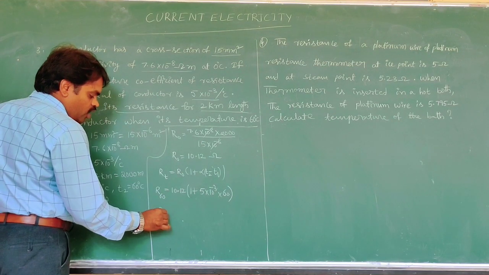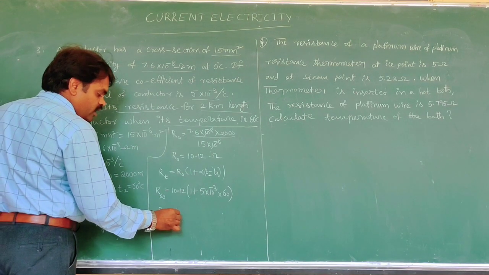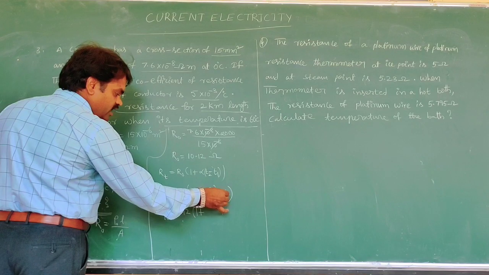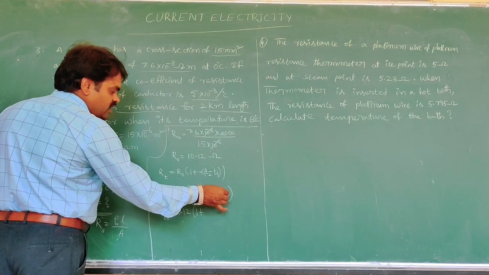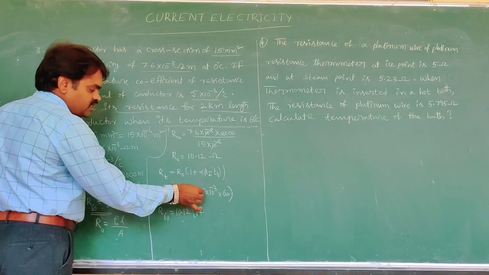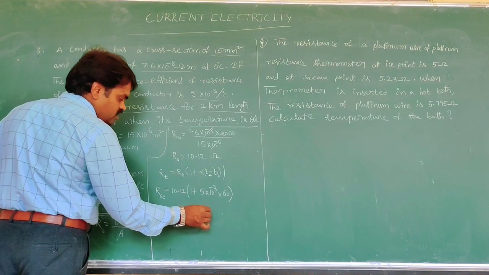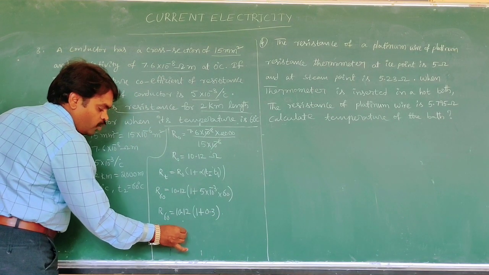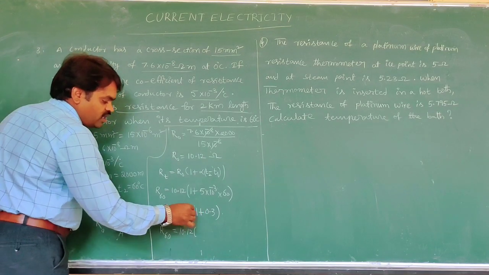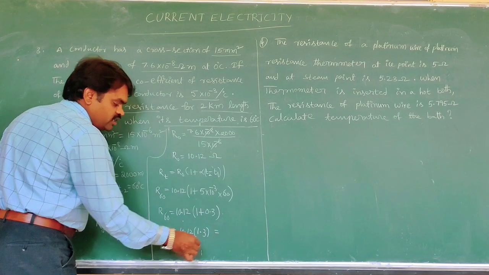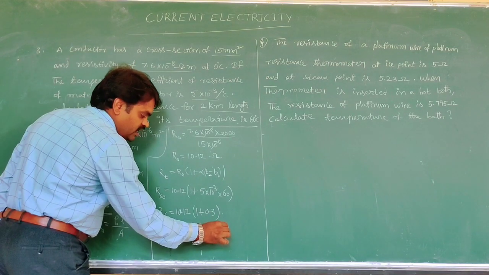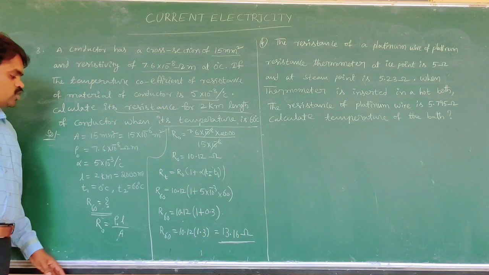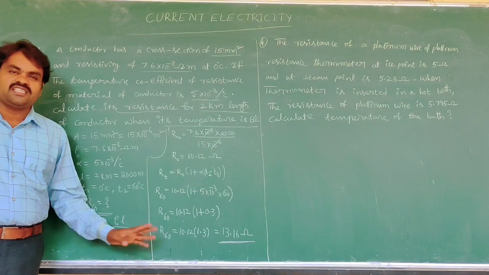Then R60 is equal to 10.12 into 1 plus, here we got 6 5s are 30. 30 means 2 zeros cancel, means 0.3. Then R60 is equal to 10.12 into 1.3, multiplied, we get 13.16 ohms. This is the resistance at 60 degrees Celsius.